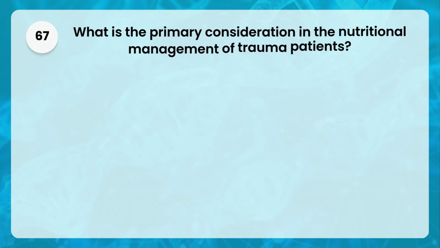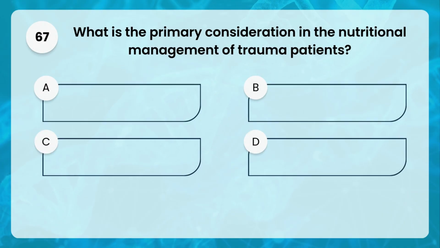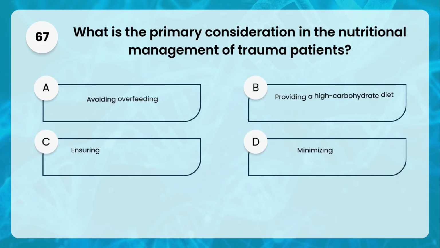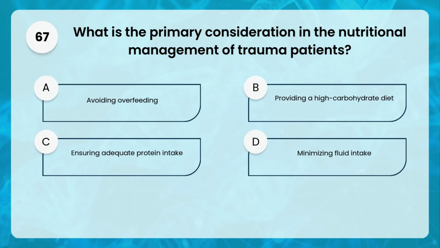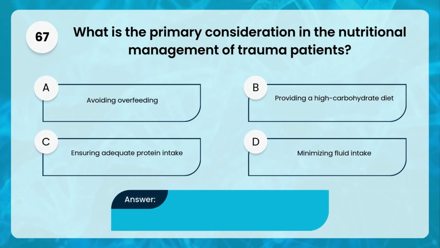67. What is the primary consideration in the nutritional management of trauma patients? A. Avoiding overfeeding. B. Providing a high carbohydrate diet. C. Ensuring adequate protein intake. Or D. Minimizing fluid intake. The answer is C. Ensuring adequate protein intake.